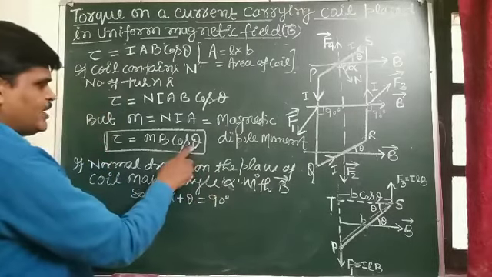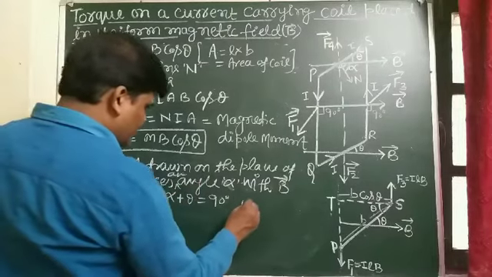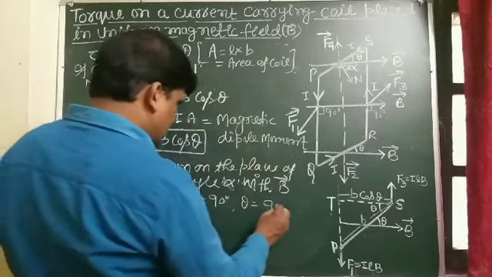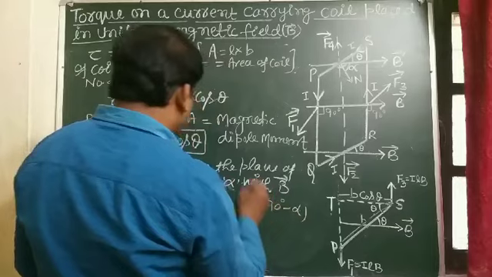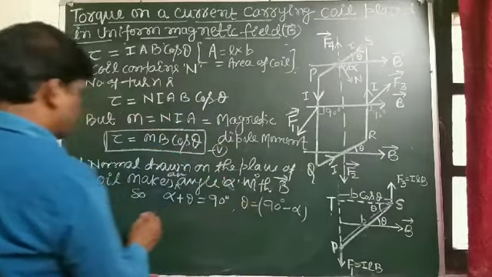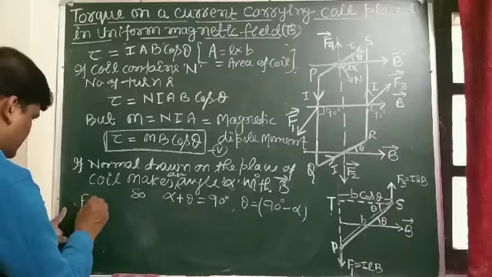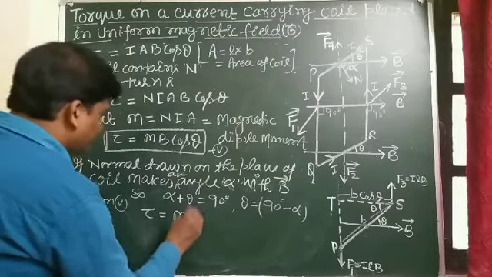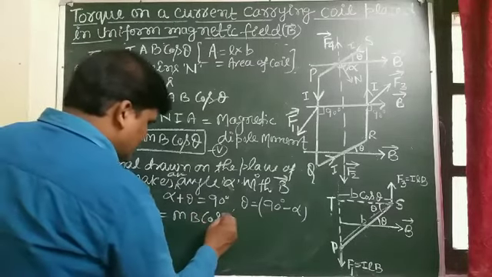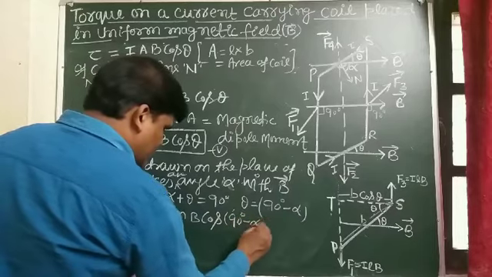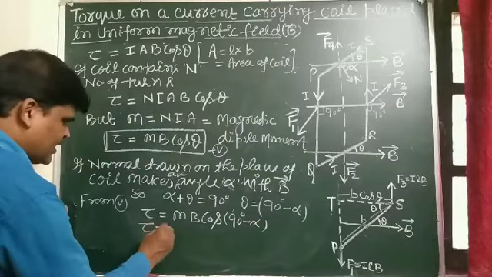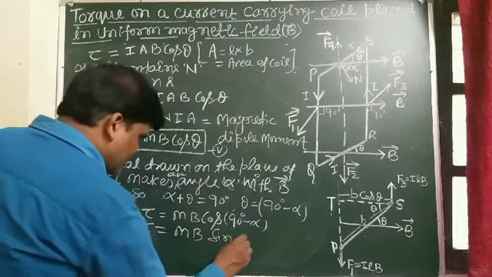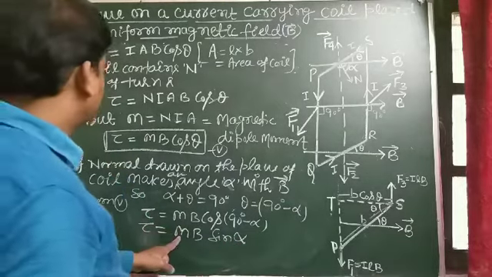and we have to write it in place of theta. So theta comes out to be 90 minus alpha. In place of theta we put 90 minus alpha, and this is equation fifth. So from equation fifth, tau equal to MB, and in place of cos theta we put cos of 90 minus alpha. So student, cos of 90 minus alpha is sin alpha, so MB sin alpha.